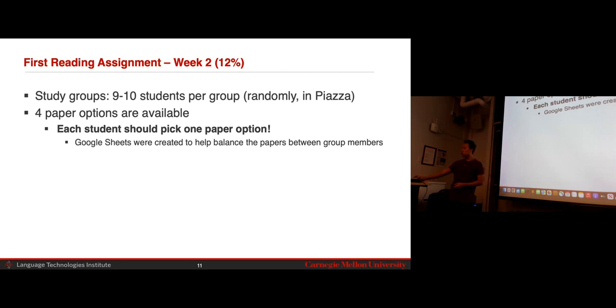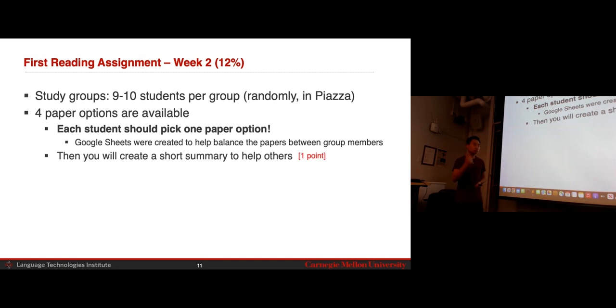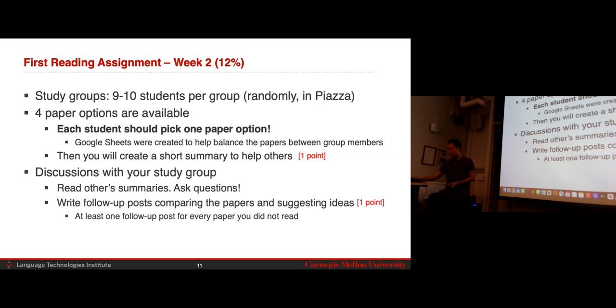And the papers, each student should split themselves up, roughly 2 to 3 students for every paper. Don't all pick the same paper. And we're going to use the Google Sheet to balance the assignment of students to these papers. So the first point is to read that paper in depth, the paper that you are assigned to, and write a summary so that you understand the paper and you can also explain the paper to others.